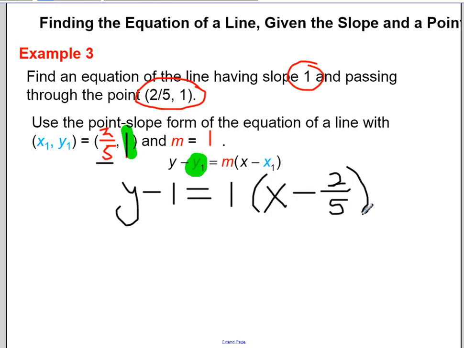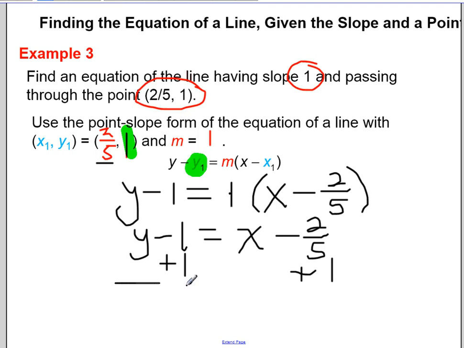Now we can leave the equation like this, as it is written in point-slope form, or we can rewrite this. We can distribute that 1 and even solve this for y. Distributing the 1, we get 1x, which is x, minus 2/5. We can also write this in slope-intercept form by adding 1 to both sides. Now you may want to review how you add fractions together, and all scientific calculators have the fraction feature. So you can write this as y equals x minus 2/5 plus 1.